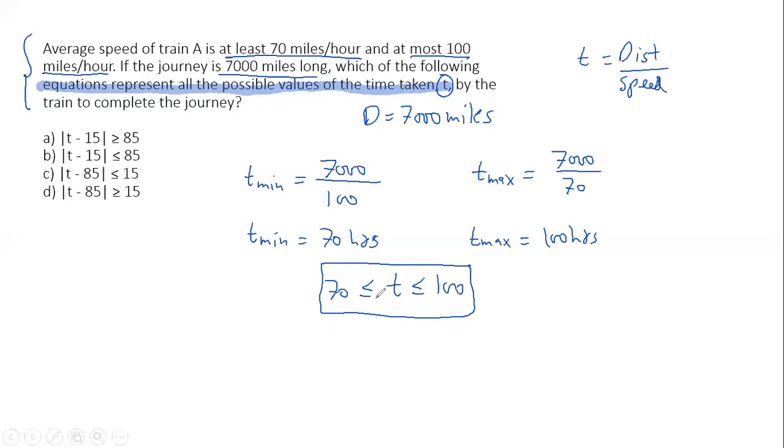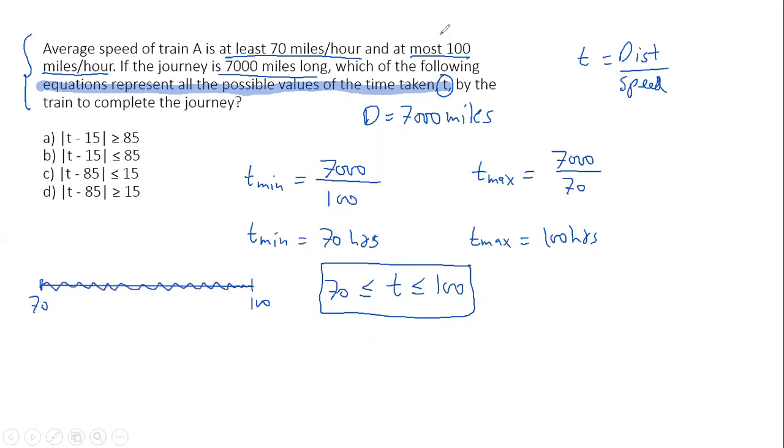So I got the range of time and they're simply asking me which of the following equations represents all the possible values of time taken. So guys, I've just told you if I know the range, I can convert this back into modulus. And how will I do that? First of all, I will draw the range. So the range of t is from 70 to 100. So this is 70, this is 100. So the range is from 70 to 100.